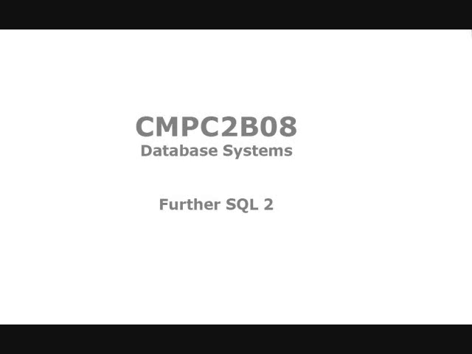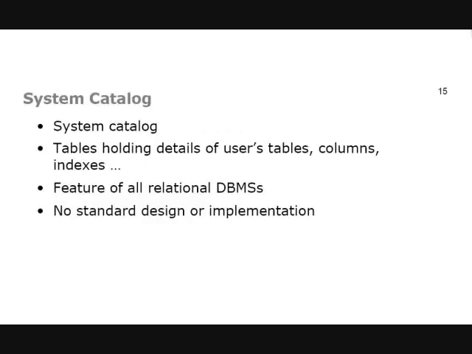So the first thing that we need to look at is the system catalog, and that is the data about the data. Remember that for every object that exists in a database, the database keeps data about it, and it keeps it in a table. So everything in the relational model is a table, including the metadata.